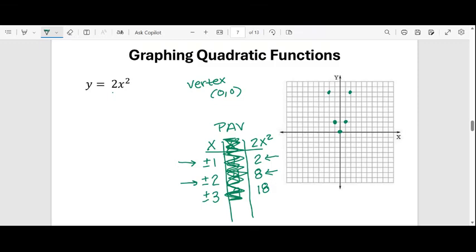So essentially what we did by multiplying by an integer or a whole number is we stretched that graph out vertically, making it skinnier than our original quadratic function. So this is a skinny graph. It's been stretched vertically because we multiplied by a whole number coefficient.